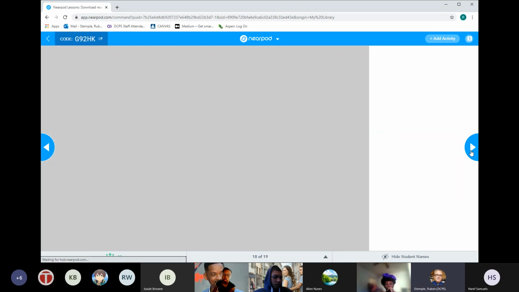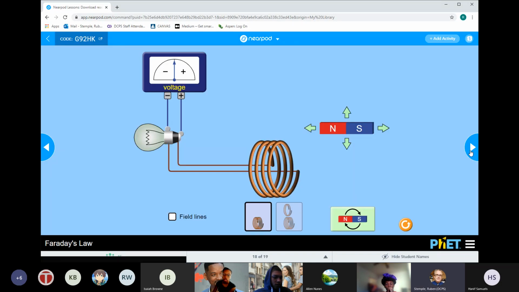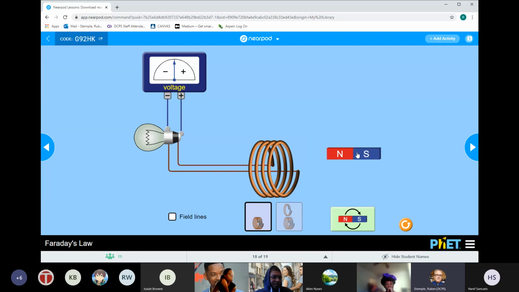All right, I'm going to show you one more thing, and then I'm going to open it up for some questions. Can you all see this simulation? Yeah, okay. So this is a very basic simulation of what might happen in a typical motor.